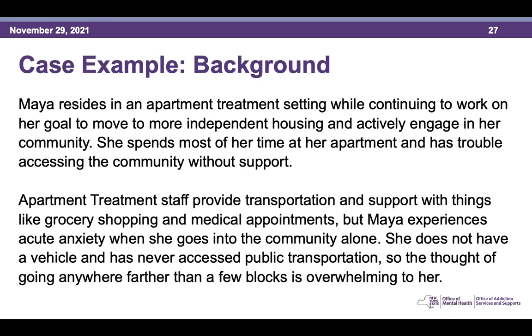At her residence, the apartment treatment staff are able to provide transportation and support with things like grocery shopping and medical appointments. But this individual had acute anxiety when she went into the community alone. She doesn't have a vehicle and prior to receiving peer support, had never accessed public transportation. So the thought of going anywhere further than a couple of blocks is pretty overwhelming to her.